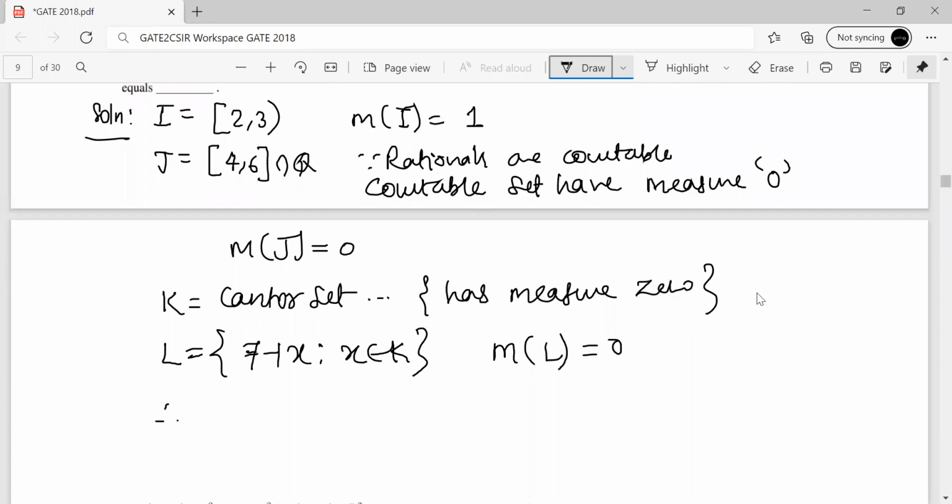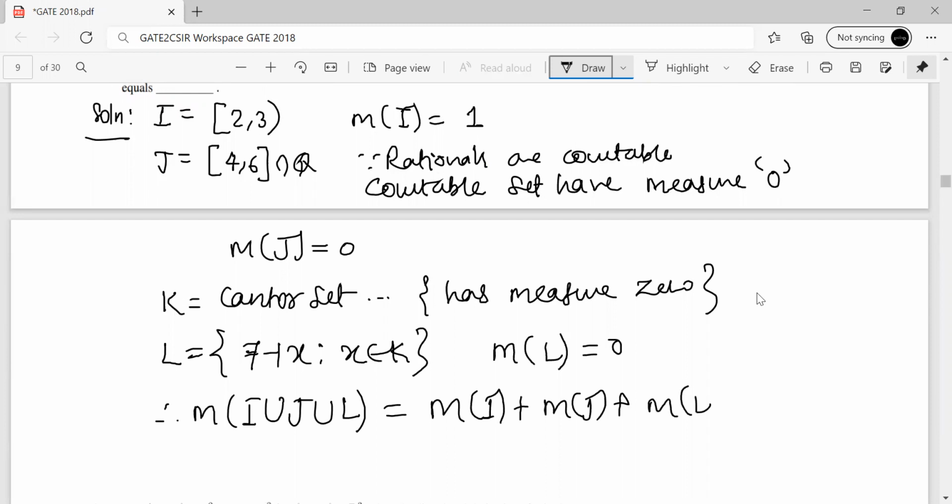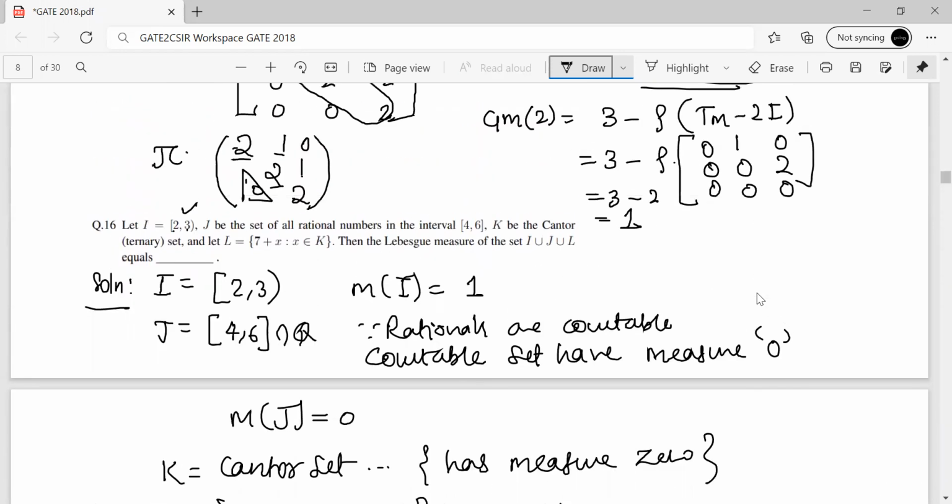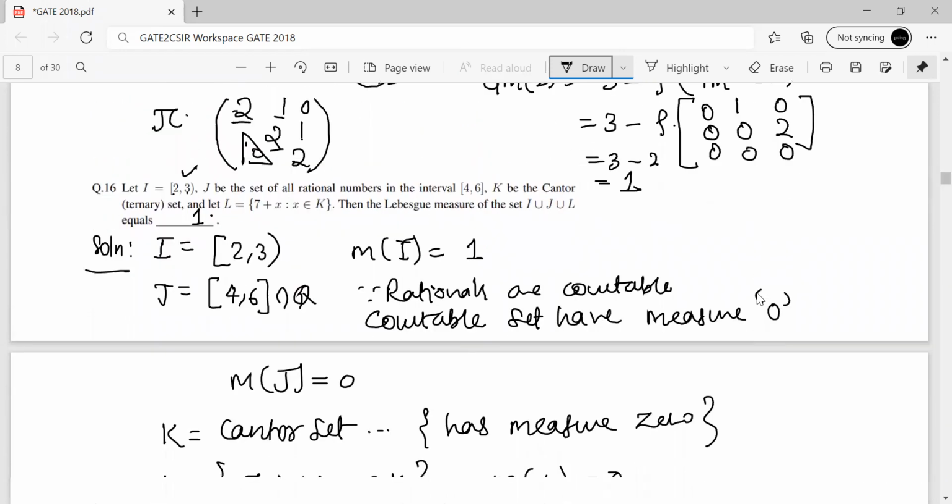So I want the measure of I union J union L. That will be the measure of I plus the measure of J plus the measure of L. That gives simply 1 plus 0 plus 0, and the measure is 1. So the answer here is 1.